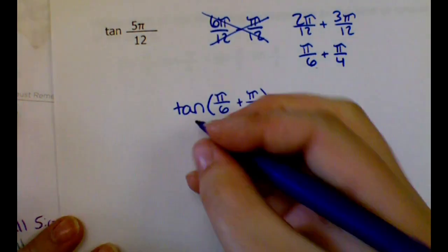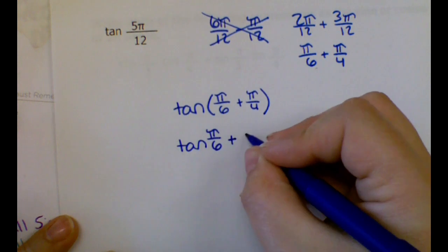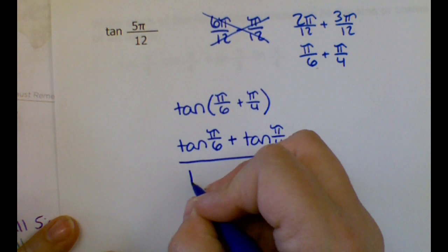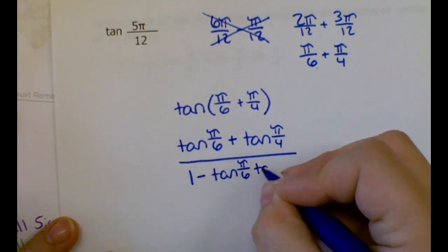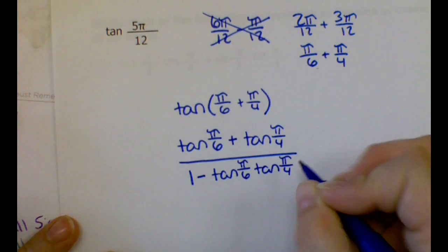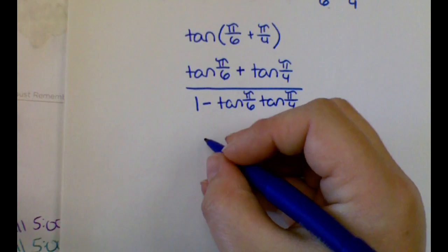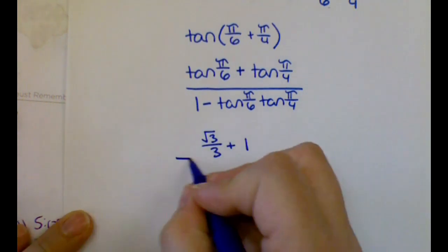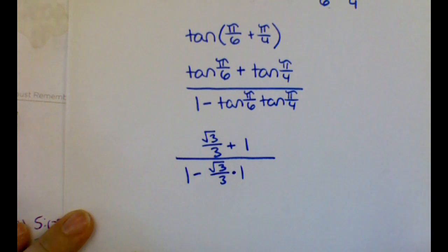So we take tangent of the first plus tangent of the second over 1 minus tangent of the first times tangent of the second. Now things get wonky with tangent. Tangent of pi over 6 is square root 3 over 3. Tangent of pi over 4 is 1. Square root 3 over 3 times 1.